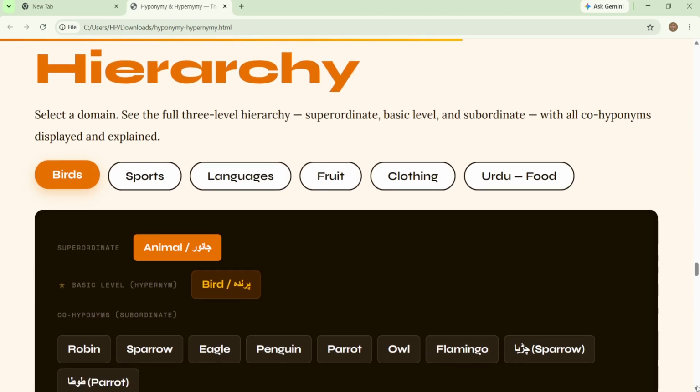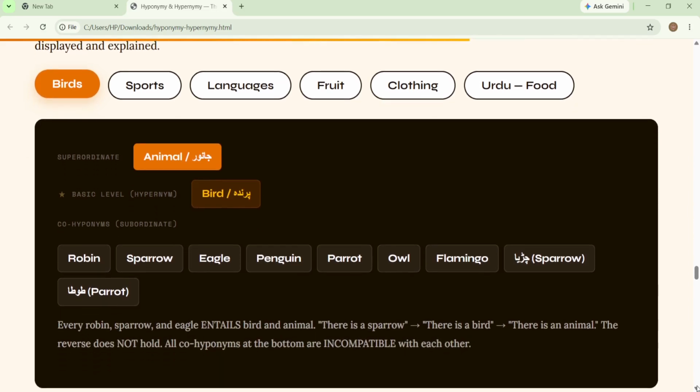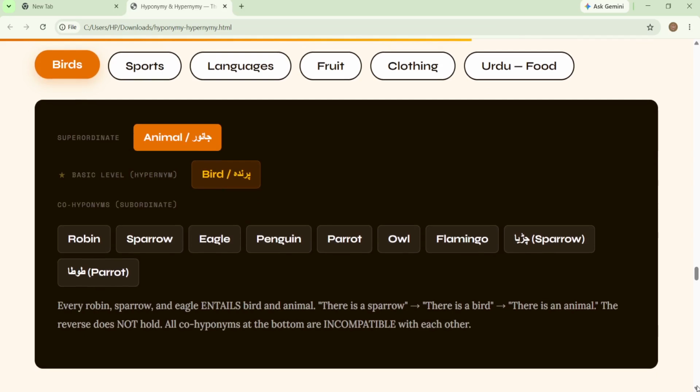Then let's move forward and build the hierarchy. We're going to select the domains and build the hierarchy. First one is already built, which is bird. Superordinate: animal. Basic level: bird. Then co-hyponyms: robin, sparrow, eagle, penguin, owl, flamingo.